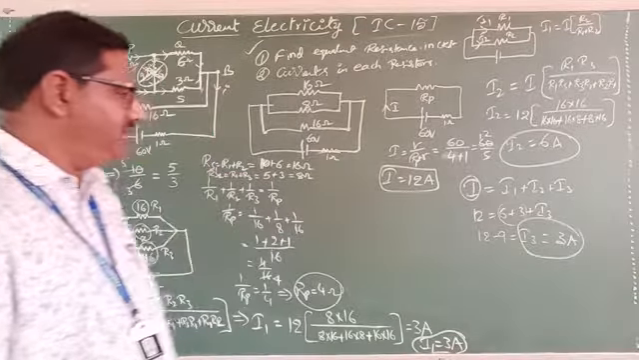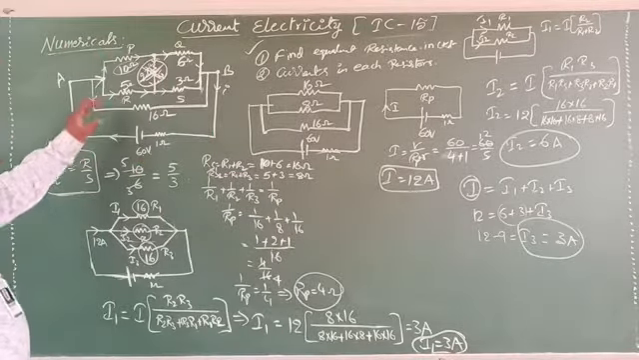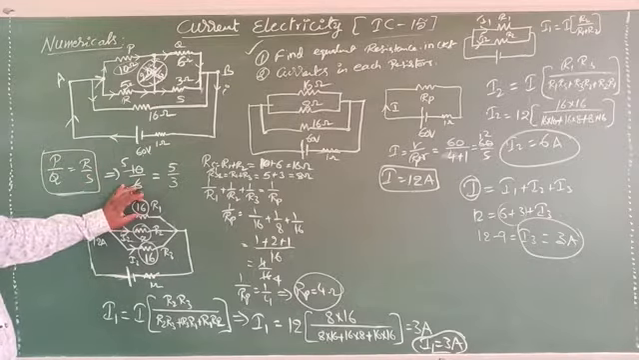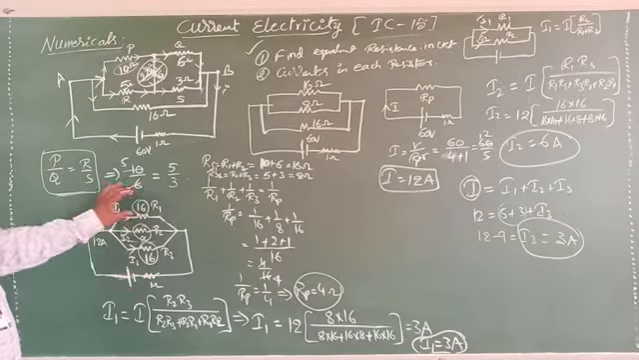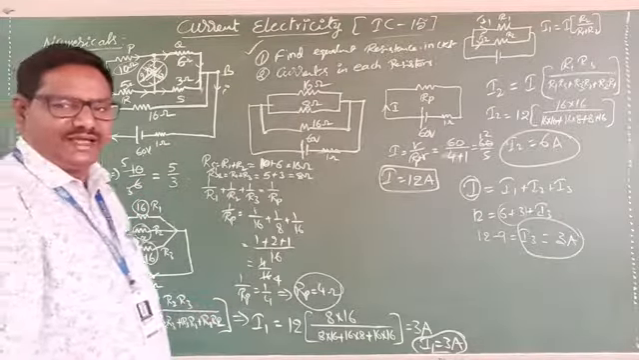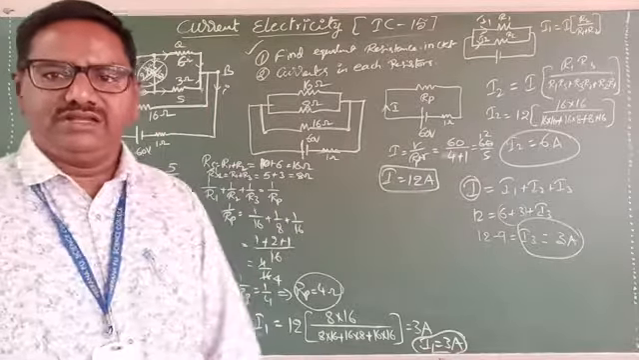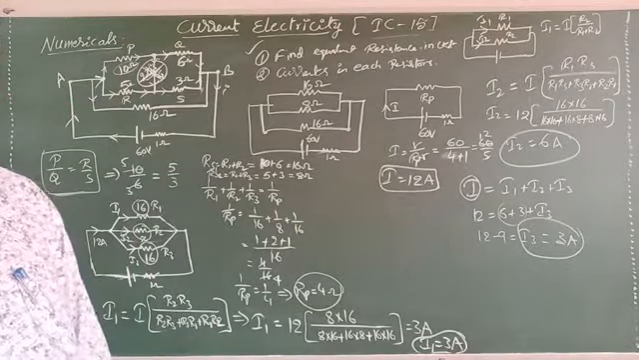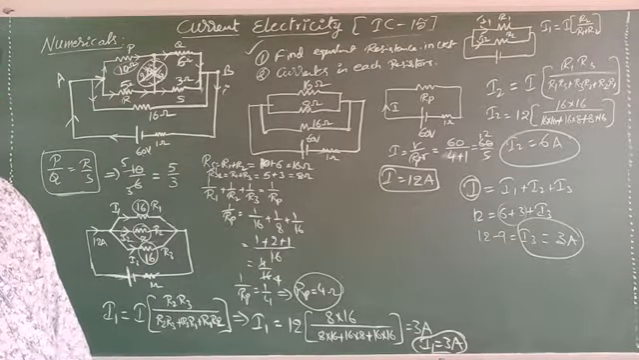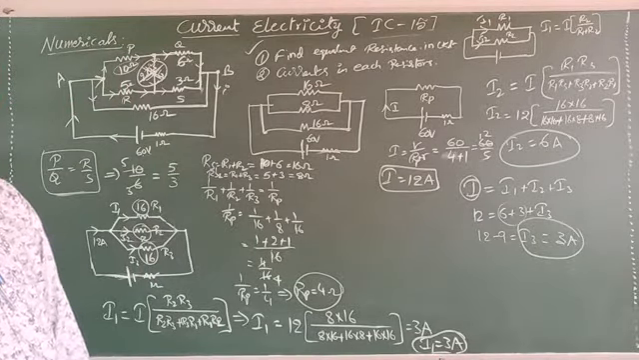One more simple way I will tell. Here is 16 ohm, here 16 ohm. So in both branches the current will be the same. Without calculation also we can conclude like that. Okay, this is one of the applications of the Wheatstone bridge principle by using Kirchhoff laws. Clear?